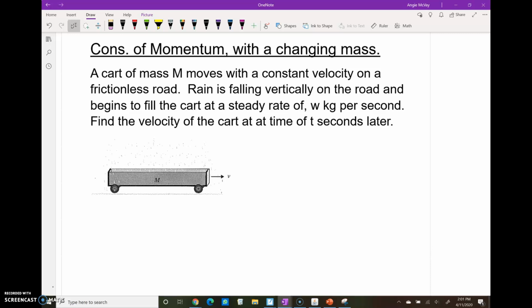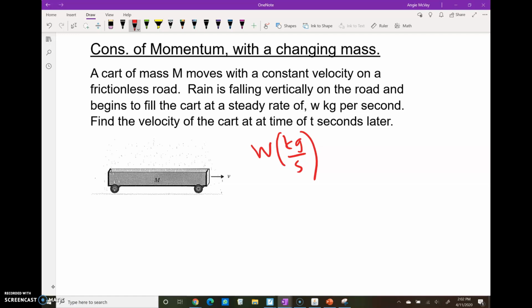Let's take a look at this problem having to do with an object traveling and its mass is changing. Okay, a cart of mass M moves with a constant velocity on a frictionless road. Rain is falling vertically on the road and begins to fill the cart at a steady rate of W, which will be in kilograms per second. Find the velocity of the cart at time t seconds later.